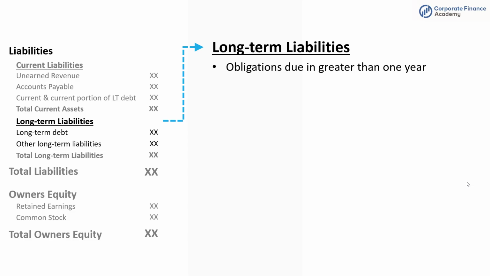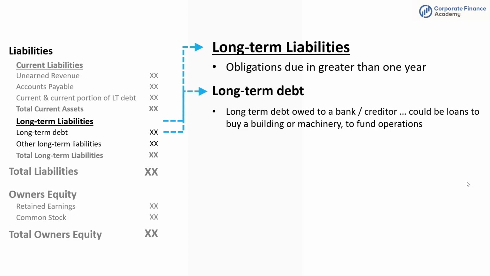And then moving on to long-term liabilities. So these are things that are due in greater than a year's time. Long-term debt owed to a bank. This could be loans to buy a building or machinery, to fund operations. Oftentimes you'll see companies that aren't going to pay cash for these buildings and the machines. They're going to get some sort of long-term debt.